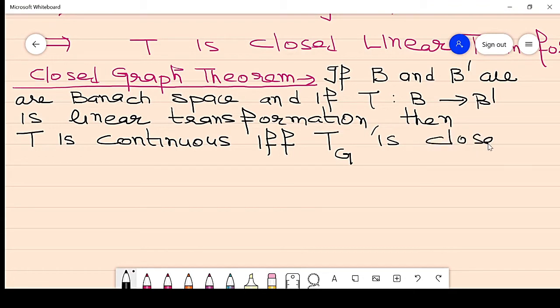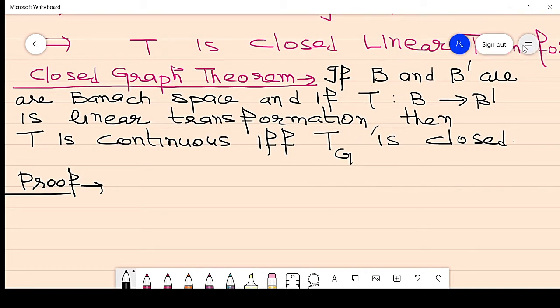So we can also write that the graph of T is closed, or we can write it as TG is closed. So what is TG? TG is the graph of these values.